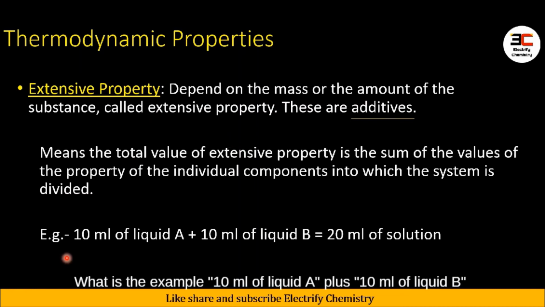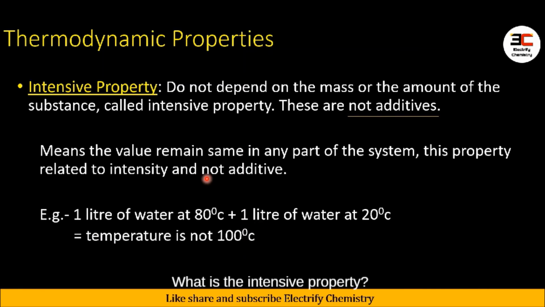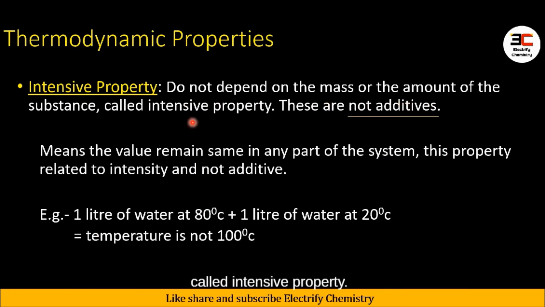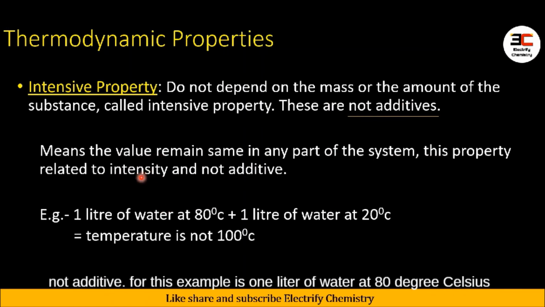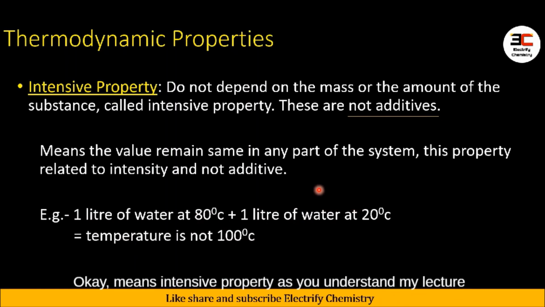Okay, what is the example? 10 ml of liquid A plus 10 ml of liquid B gives 20 ml of solution. What is the intensive property? It does not depend on the mass or the amount of the substance. These are not additive, meaning the value remains the same in any part of the system. This property is related to intensity and is not additive. What is the example? 1 liter of water at 80 degrees Celsius plus 1 liter of water at 20 degrees Celsius gives a temperature that is not 100 degrees Celsius. We can't add temperature, which means it is an intensive property.